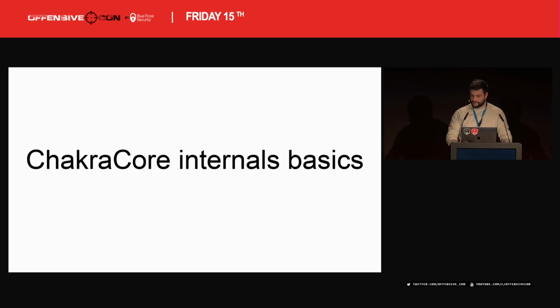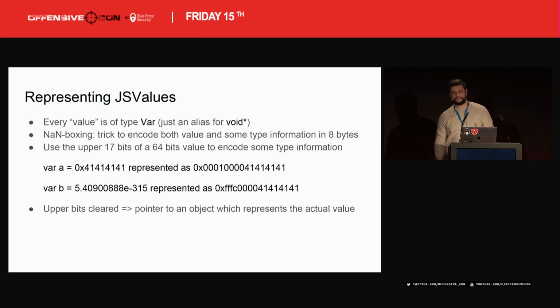So now, quickly, some of the ChakraCore internals that we'll need throughout the talk. Everything inside a JavaScript engine is what you can refer to as a JS value. Inside Chakra, everything has the same type, which is var. It's just an alias for a void pointer. ChakraCore uses NaN-boxing, a clever trick to encode some kind of type information alongside the value for your JS value. If you take the integer 0x41414141, it will be represented internally with the 48th bit set.